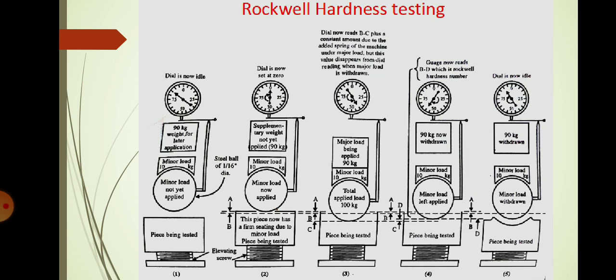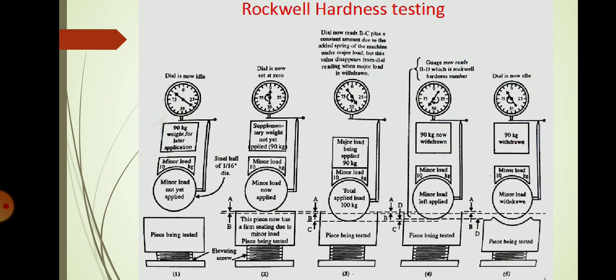After application of the major load, there will again be deflection in the pointer. There will be a few rotations of the larger pointer, 1, 2, 3, depending on the hardness of the specimen. Depending on how much load is applied and how much depth has gone inside the specimen, there will be rotations of the large pointer, and in turn the smaller pointer will show the hardness reading. So we directly get the hardness reading on the pointer scale.